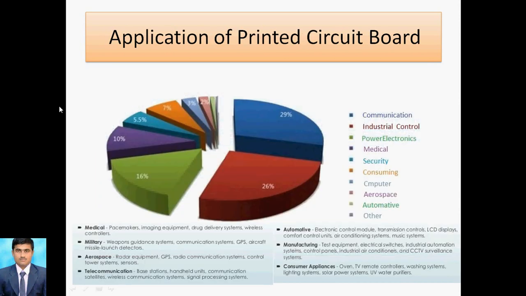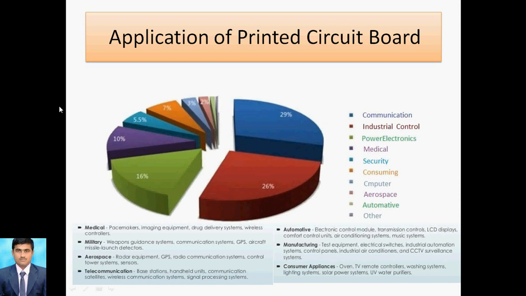Now we move to the applications of printed circuit boards. So this is the distributed area where we can use this PCB. First is communication, this is a major part, then industrial control, power electronics, medical, then circuitry of security, then consumer, then computer, then aerospace, automotive, other. So these are the application areas. According to that, there is some weightage. For medical: pacemakers, imaging equipment, drug delivery systems, wireless controllers. So this is the way.